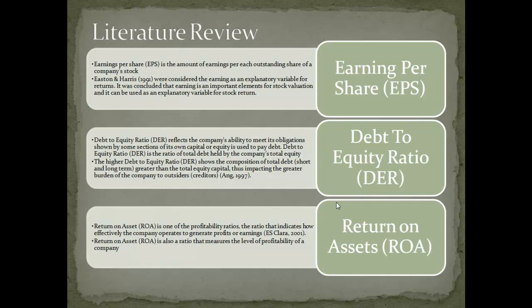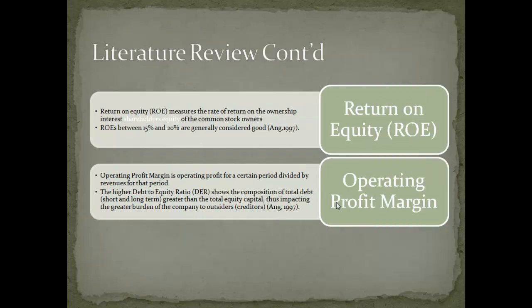Return on asset. Return on asset is one of the profitability ratios, the ratios that indicate how effectively the company operates to generate profits or earnings. Return on asset is also a ratio that measures the level of profitability of a company. Return on equity. Return on equity measures the rate of return on the ownership interest, shareholders' equity, of the common stock owner. ROEs between 50% and 20% are generally considered good. This is conducted by a study by Agung in 1997.